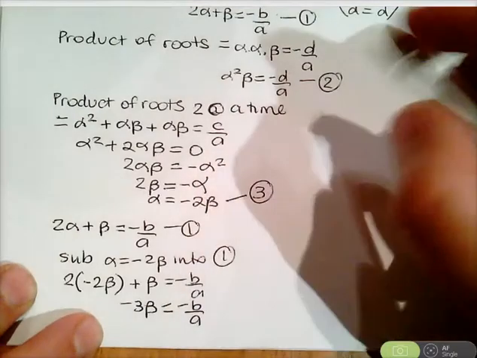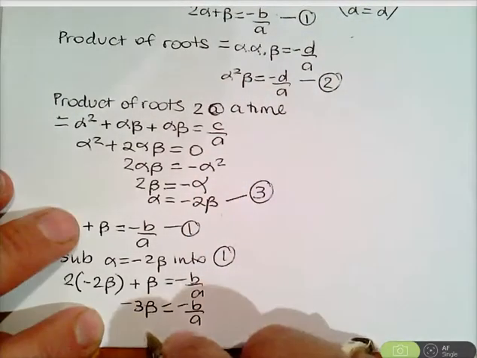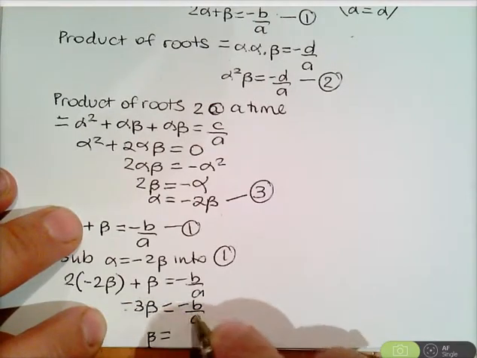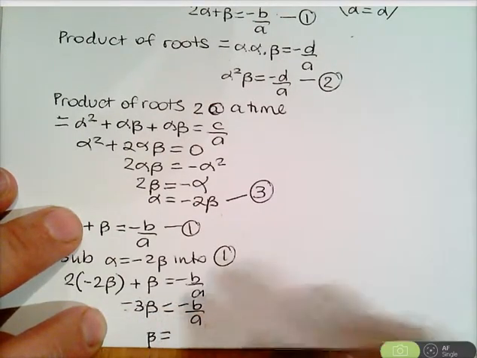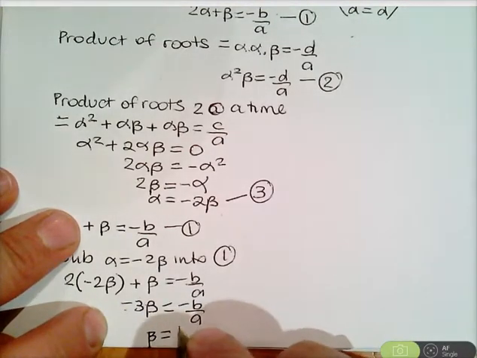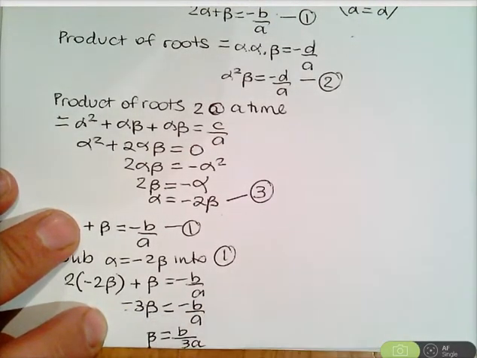Or we get that 3 beta is b on a, just swapping sides or multiplying both sides by negative 1. So beta is b on 3a. Okay, so beta is b on 3a.